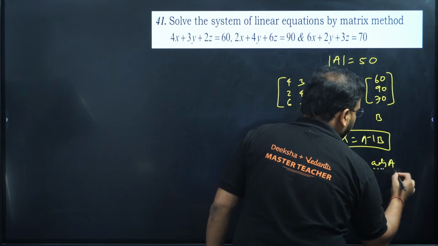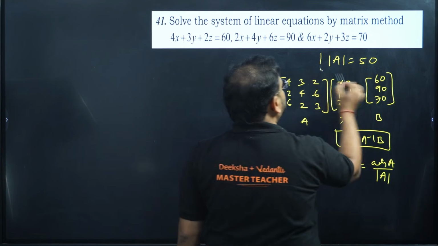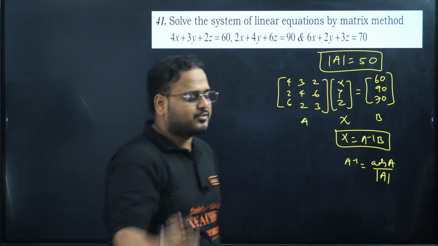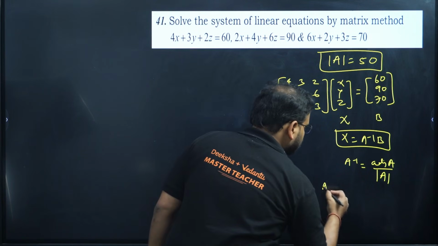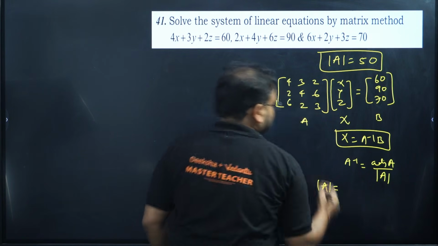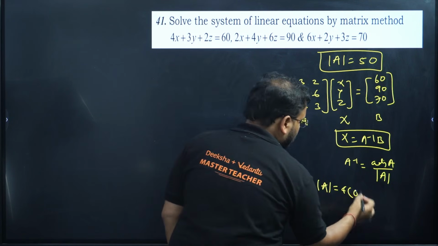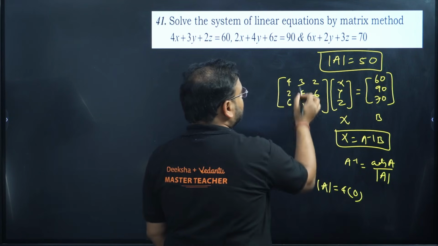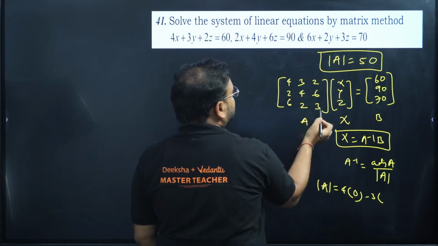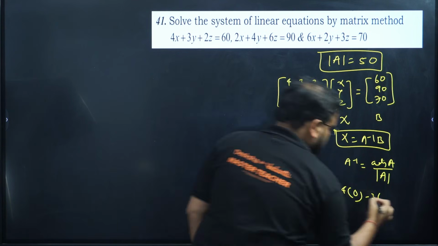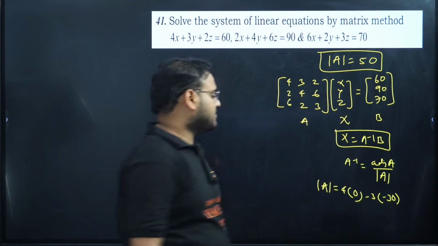Adjoint of A upon determinant of A. Determinant of A I have already found to get the answer as 50. Simple. If you want, I can show you over here. Determinant of A: check, 4 times of 12 minus 12, which is 0. Now check with 3. We'll have minus 3 over there. 6 minus 36, so minus 30. Correct, no?